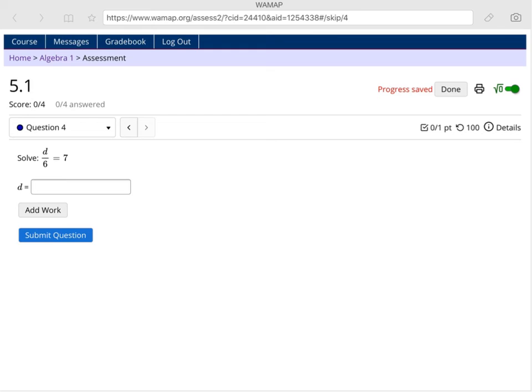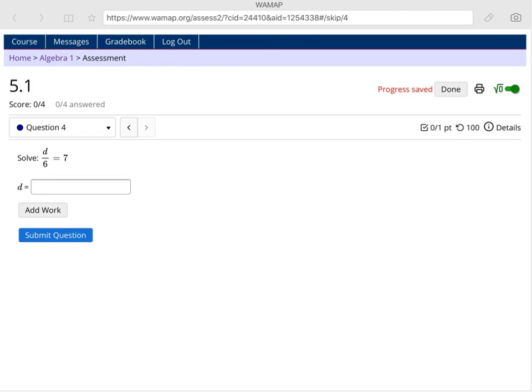And the last one here, we have D over 6 equals 7. Well, something that might help you to remember here is that a fraction is just a fancy way of writing division. If it helps you to think about it, you could also rewrite the exact same thing like this. And whichever way you think about it, our next step was the same.